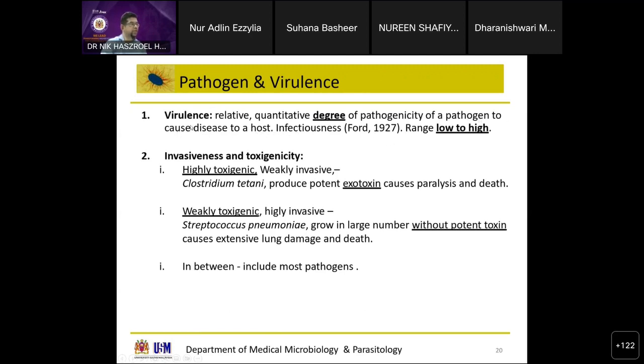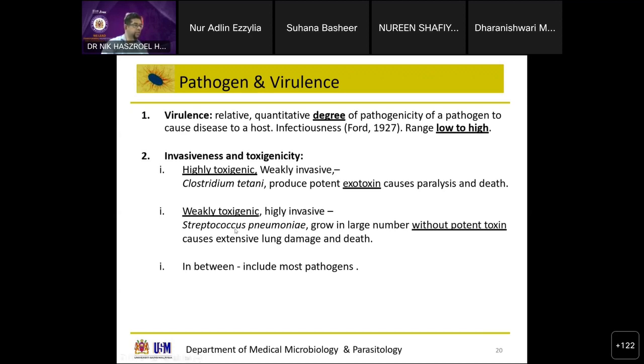Like we discussed just now, an organism can be highly virulent or low virulent. And then we talk about invasiveness and toxigenicity. Some organisms are highly toxigenic. They produce very toxic substances, but the organisms themselves are weakly invasive. So they cause damage because of their toxin. The toxin they produce can cause paralysis and death, but they themselves do not cause the damage. The toxin causes the damage.